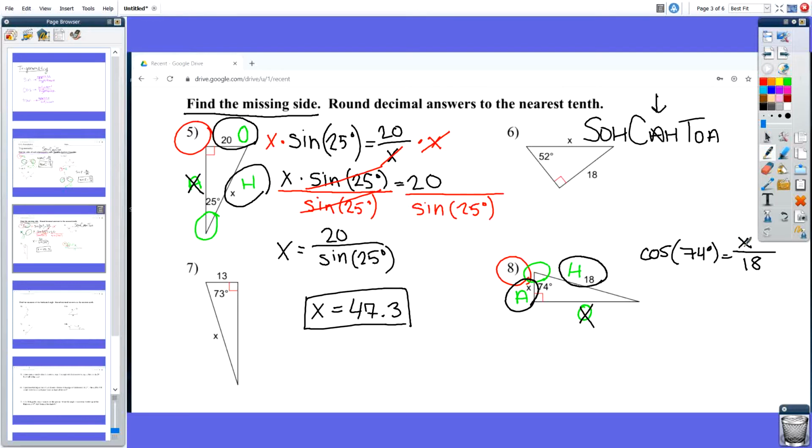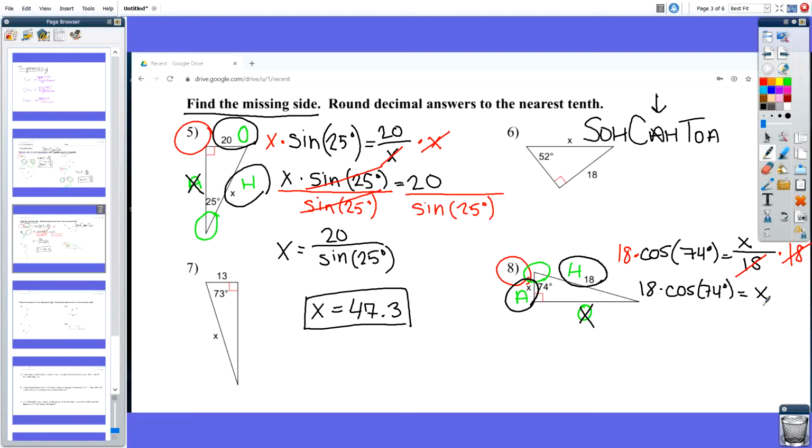This makes it a little bit different to solve, but either way, we are going to take our first step by multiplying both sides by what's on the bottom in the denominator of our fraction. So what happens over here is those 18s will cancel each other out, and we'll end up with 18 times cosine of 74 degrees equals x. So this one was a little bit less work than on number 5. We've already got x on its own side, and we can plug this right into our calculators.